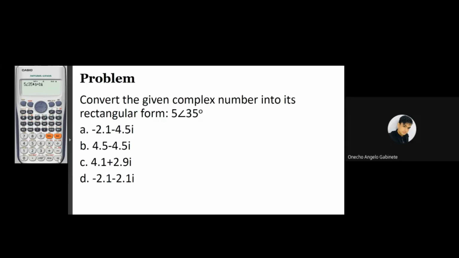And then you press equals. Lalabas na po yung rectangular form. So, ang sagot po is 4.1 plus. Pindutin mo po yung arrow to the right, 2.9i. So, ganyan po mag-convert using your calculator. Nakuha po ba, Engineer Bernadette? Yes po, sir. Very good.